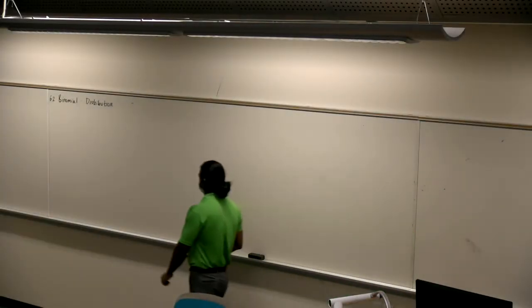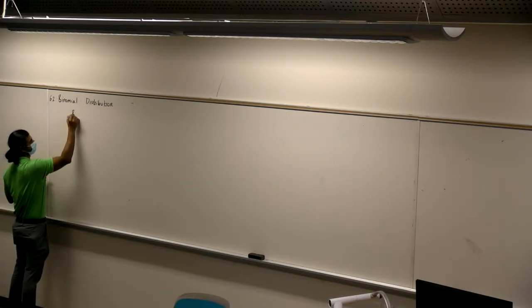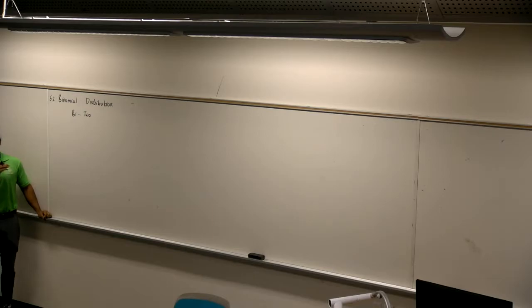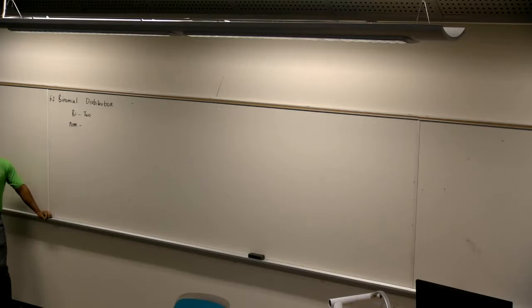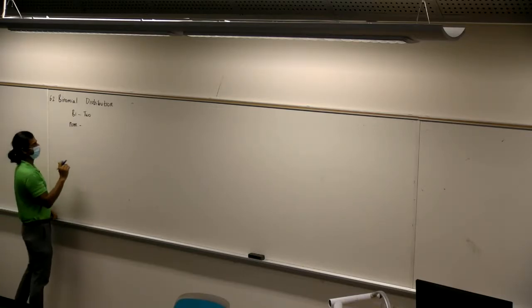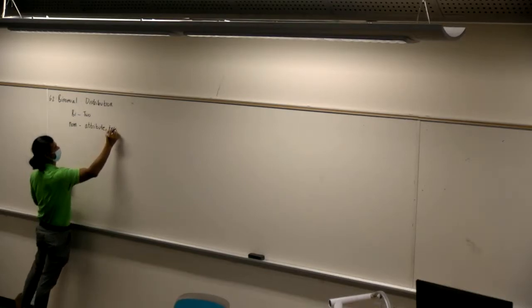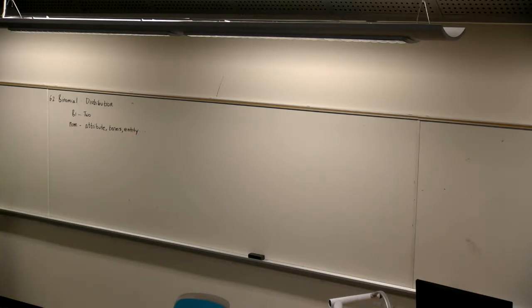So we are going to do binomial distribution. What does bi mean? Two. What does nom mean? Number, term, attribute, entity. Who knows? So binomial simply means two of something.